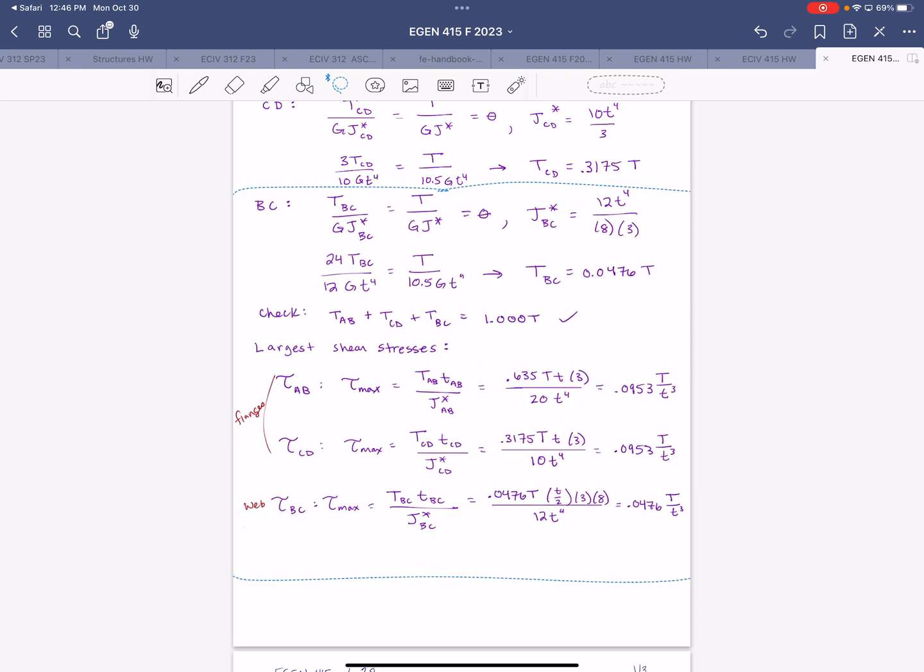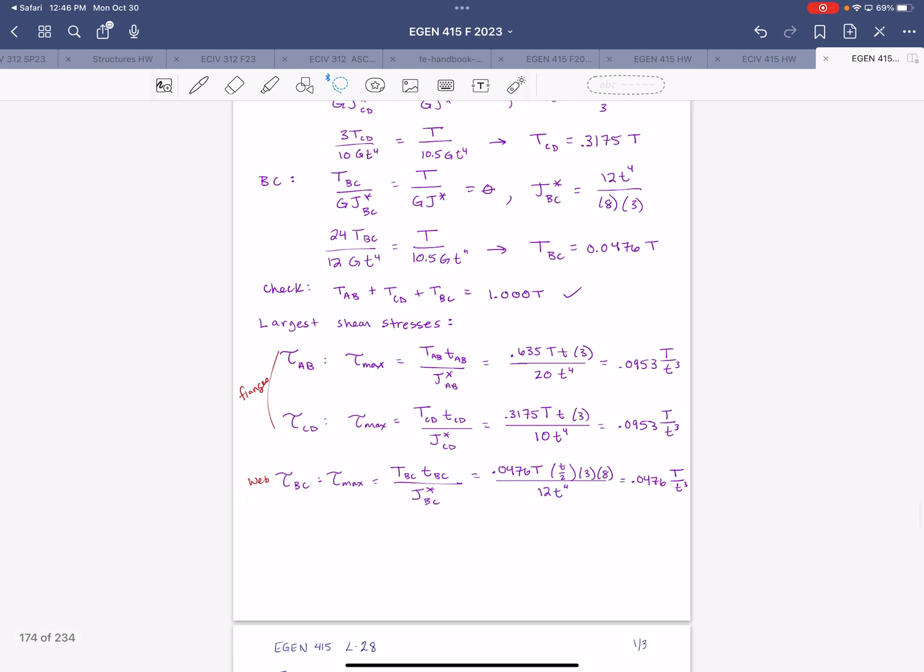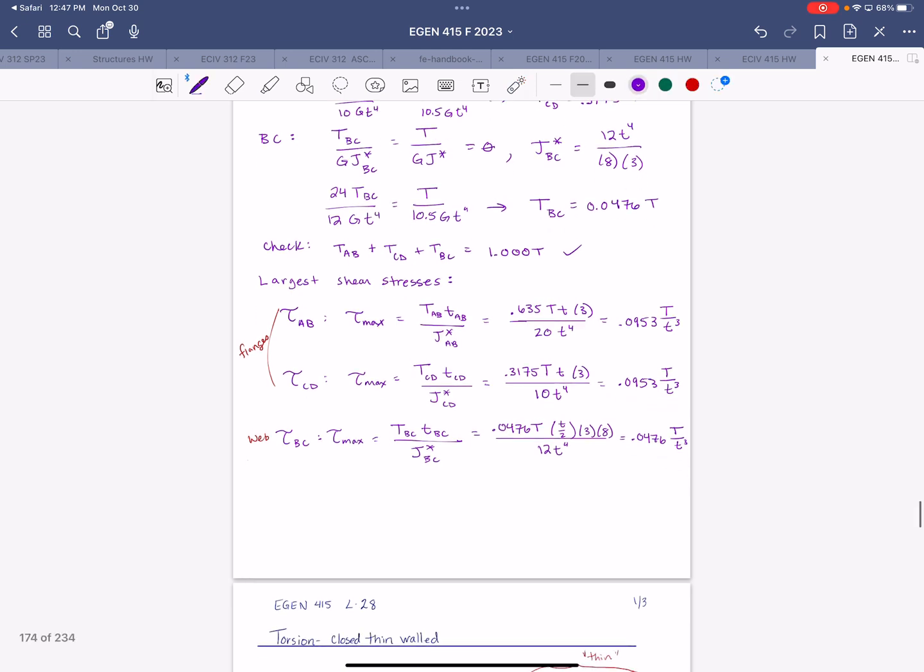All right, so the maximum shear stress in this example occurs in the outer fibers of the two flanges, right? And we also can note that the thickness of the web is equal to half of the thickness of the flanges. So I'll just note max shear stress is 0.0953 times torque over T cubed in outer fibers of the flanges.